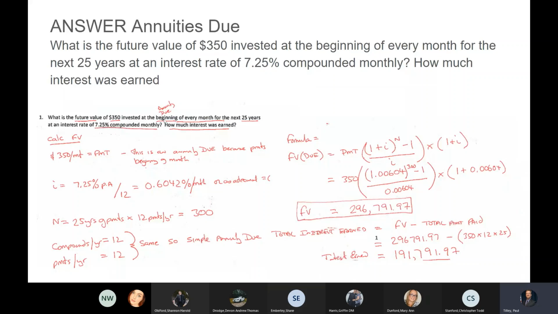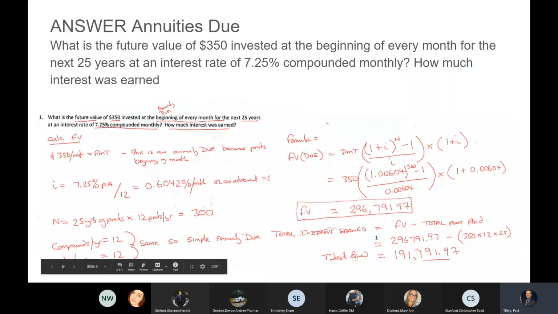So if it's a simple and ordinary due, what we need to be able to do is just go down through and indicate our numbers here. So the payment is $350 a month. The value of I, well, it's 7.25% divided by 12. And that will give you 0.6042%, which as a decimal is 0.006042. And you can see that over there.